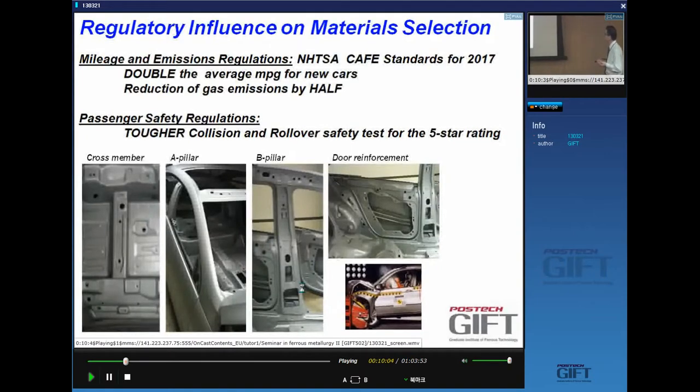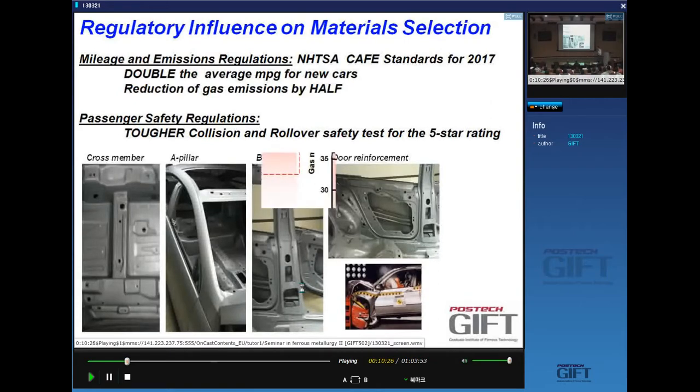This means that in a car body, parts like cross members, A-pillars, B-pillars, door reinforcements, we will all see the mechanical requirements for these parts move to the ultra-high strength level. That means these parts will have to have gigapascal tensile strengths at least.